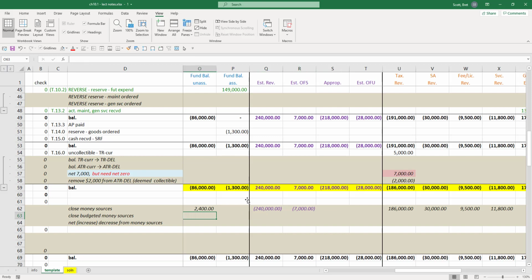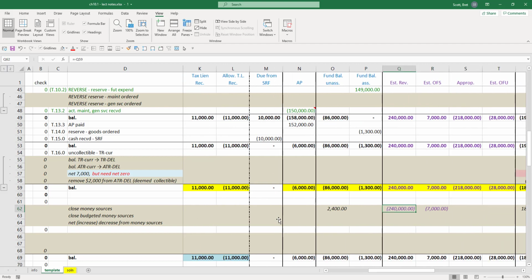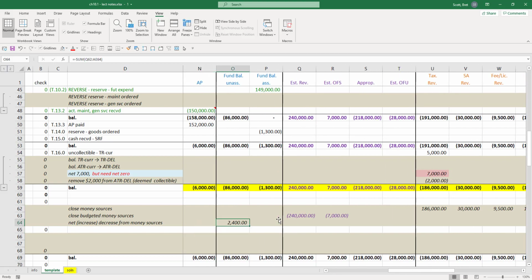We close the money sources. Excuse me here. Let me make sure I get the right rows in this case. Oh, I need to move that. My bad. Let me move these down here, separating these out into different rows. My apologies. There it is. So I'm just separating these out into 3 lines here. Close the money sources, close the budgeted money sources, the net increase, decrease from money sources, 2.4.